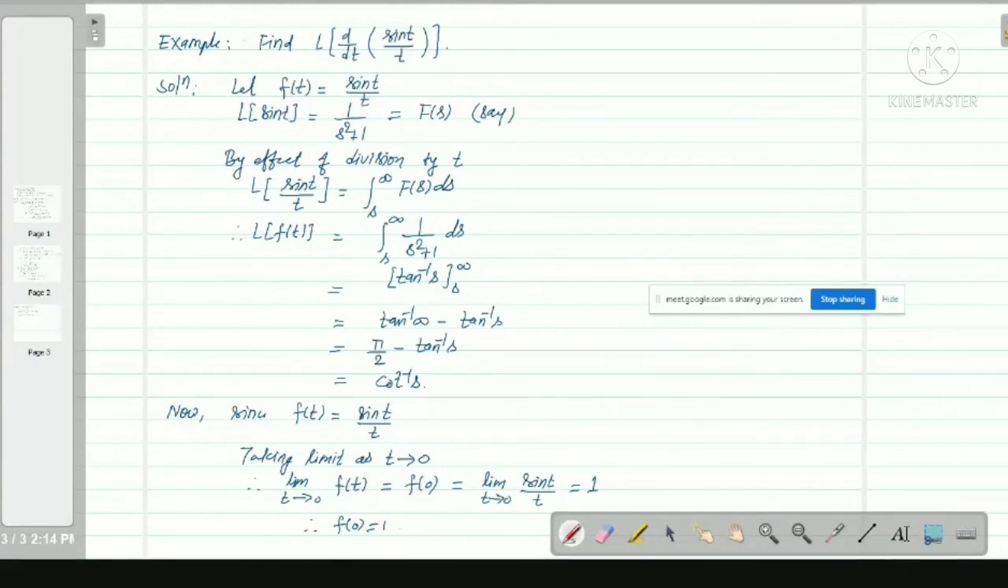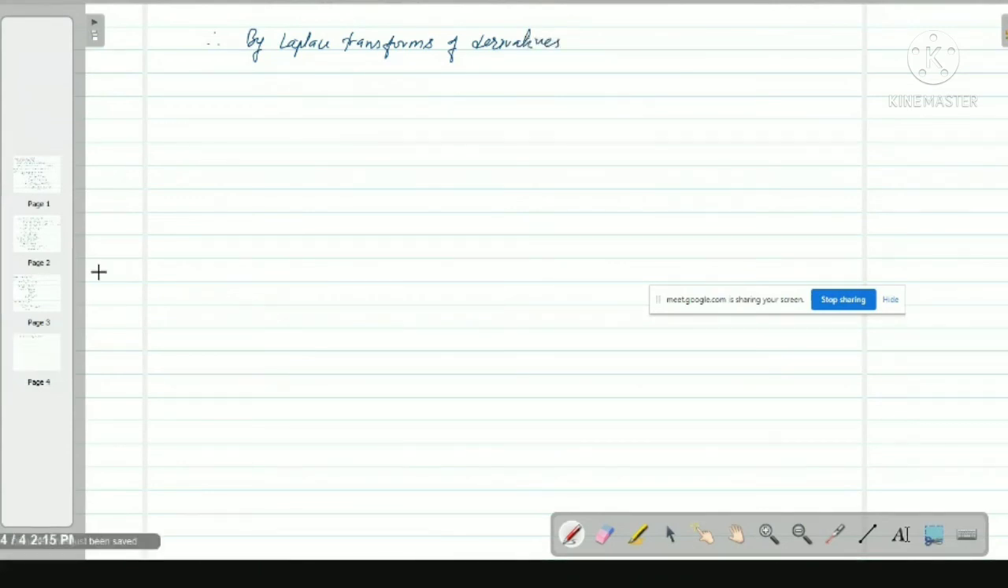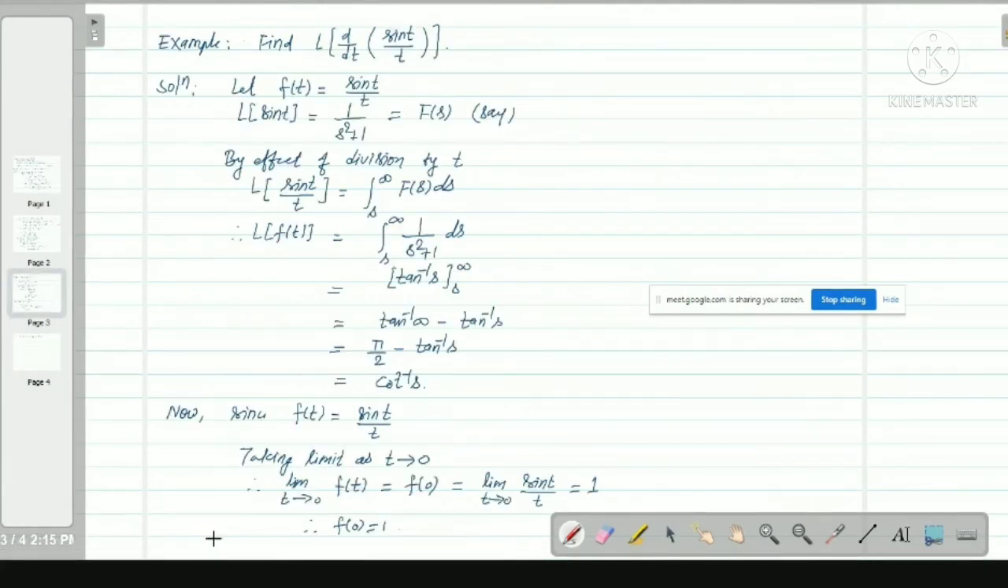So let us move to the next page. So therefore by Laplace transform of derivatives. Sir, you please open the last page, please. Check this. Therefore by Laplace transform of derivatives. Done?